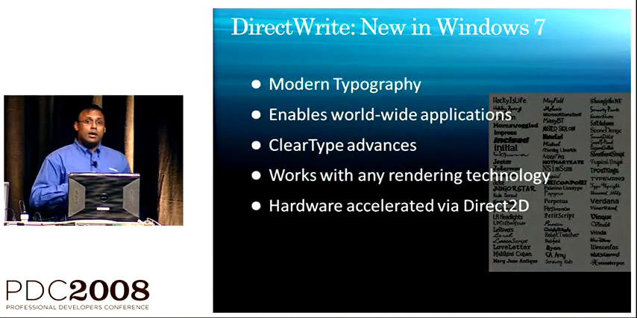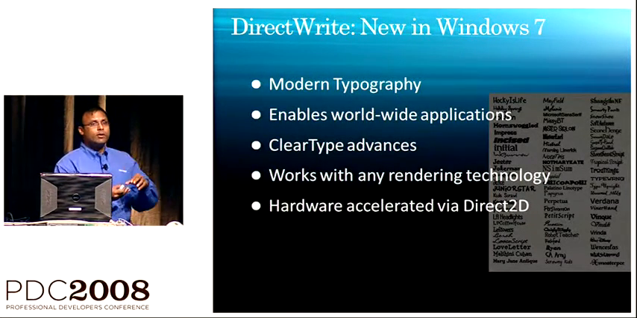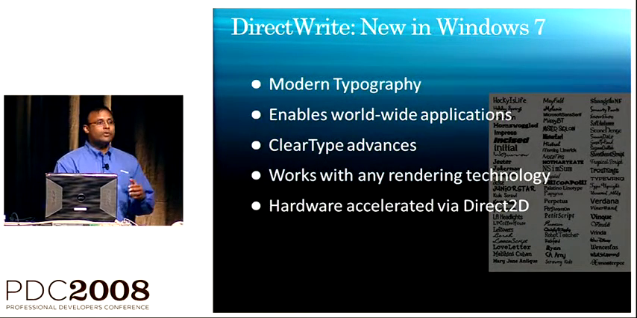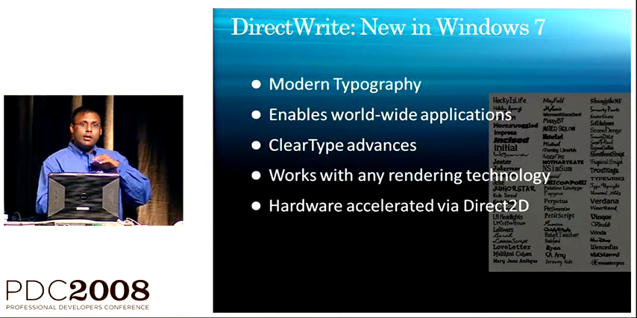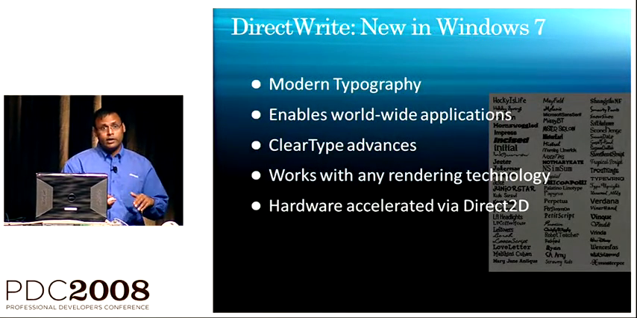A couple of important points about DirectWrite. It works with any rendering technology. You can put it on top of any API. But it works best if you use it with Direct2D because large aspects of text processing, such as blending and filtering, get hardware accelerated via Direct2D.